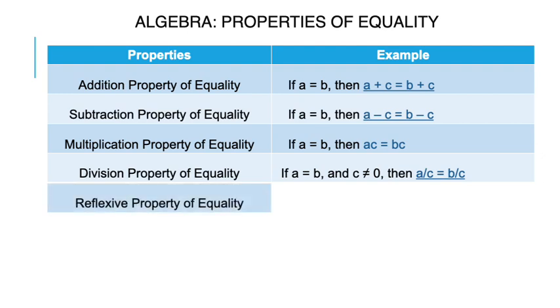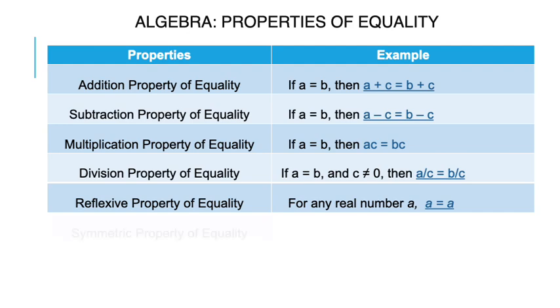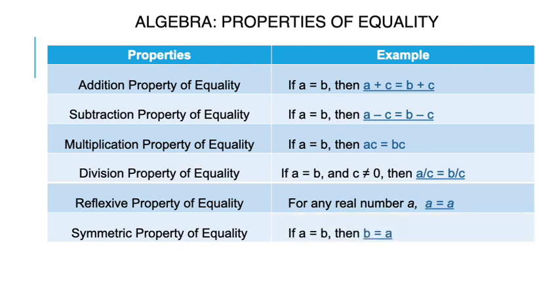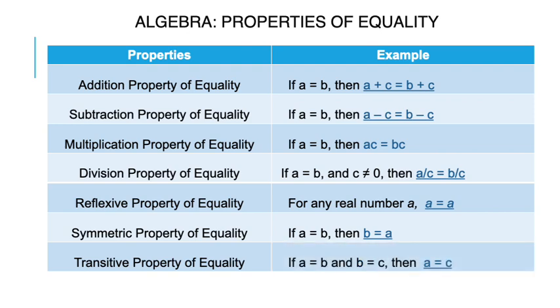Now the reflexive property of equality may be unfamiliar to you. It's quite simple. For any real number, a is equal to a. In other words, any number is equal to itself. The symmetric property of equality basically says you can read an equation from left to right or right to left. If a equals b, then b is equal to a. Transitive property of equality. This one is interesting. It says if a is equal to b, so that part is given, and b is equal to c, that part is given, then we can conclude a is equal to c.